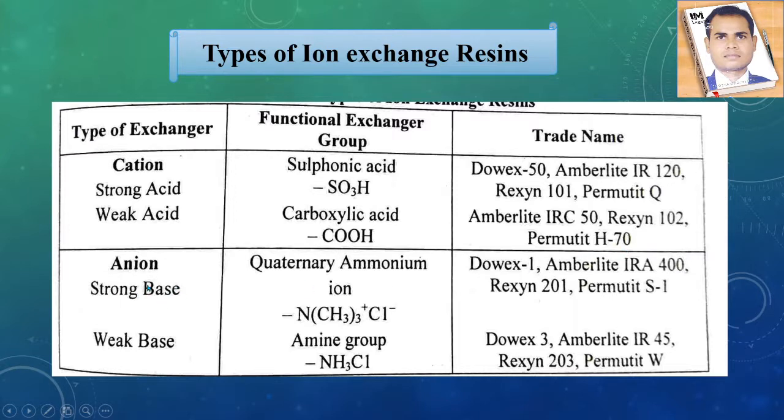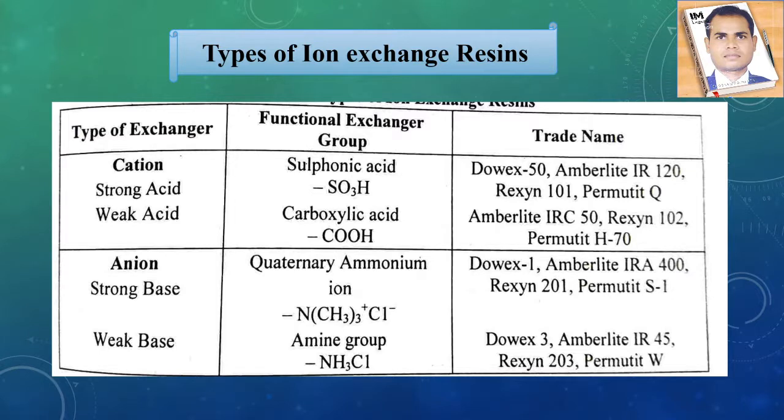And for the anion exchanger, we can see for the strong base, the functional group is quaternary ammonium ions, with a trimethyl group plus Cl minus. Examples are Dowex 1, Amberlite IRA-400, and Permutit S1. And for the weak base, the amine groups NH3Cl, the trade names are Dowex 3, Amberlite IR-45, and Rexyn 203 Permutit W. So for the weak bases, the functional group is amines.